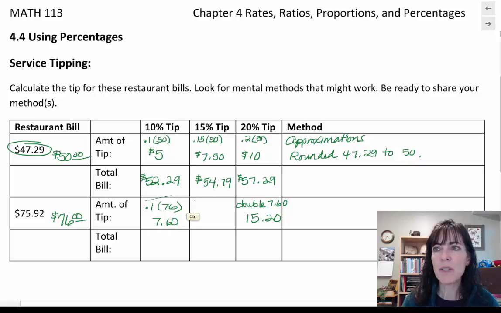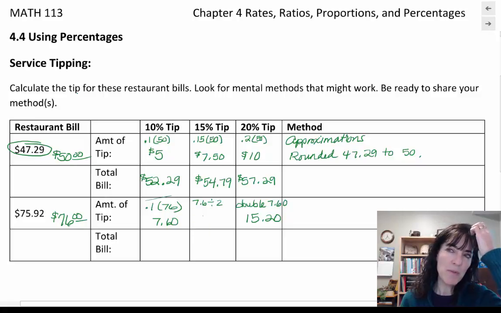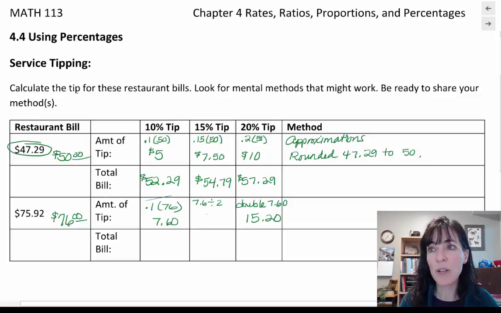And then I can take half of 7.60, so 7.6 divided by 2, and that'll give me a 5% tip, which then I can add to my 10% tip. 7.6 divided by 2 is going to be $3.80, plus my $7.60. And when I add those two together, I get $11.40. So I can find all three of those tip amounts using some slightly different methods.